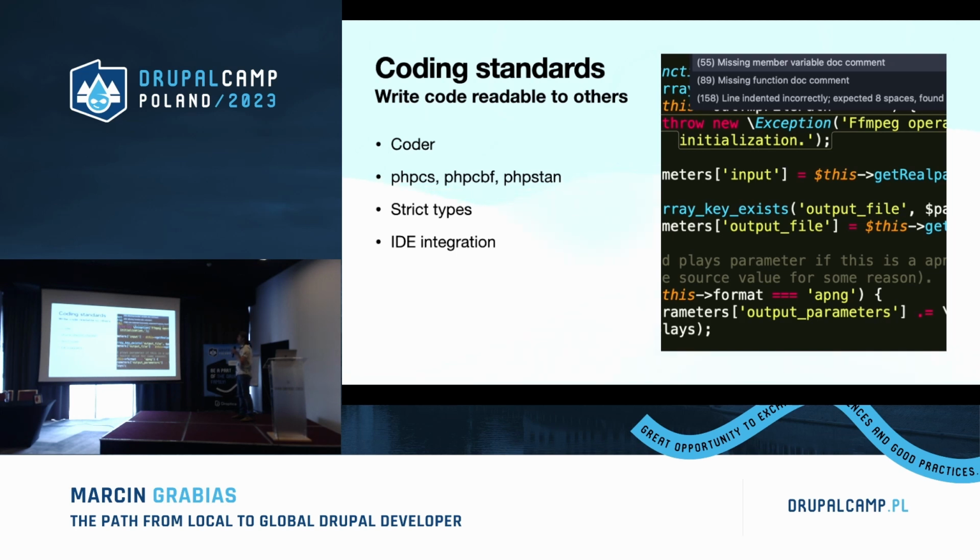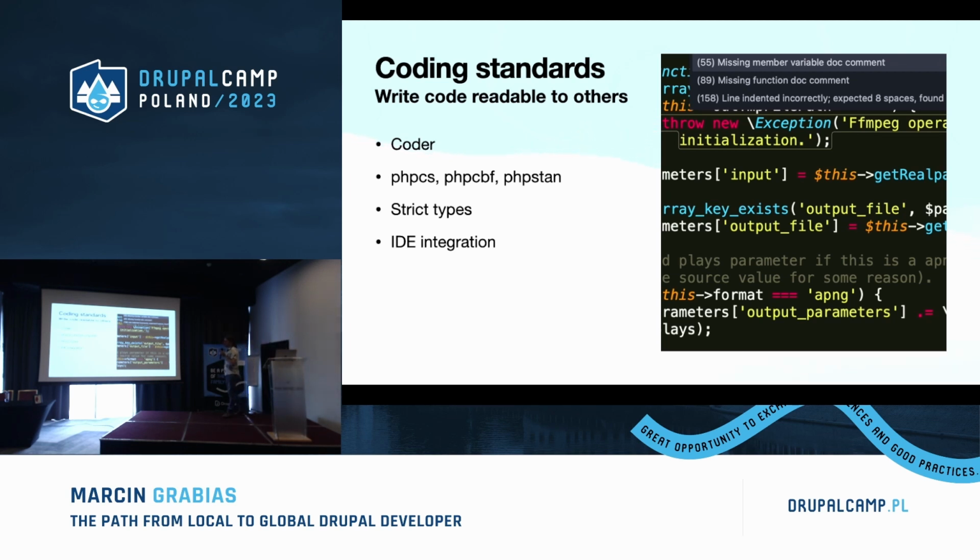Now the coding standards. So this makes it easy for us to understand each other's code and to read it without issues. It just looks nice to everyone. So we have the Drupal Coder project, we have PHP-CS, PHP-CBF for fixing, and also there is quite a new tool, PHPStan, for also checking standards, which also has a strict types checker.